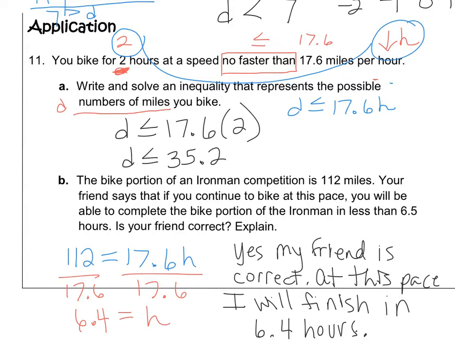Notice on this one, I did go ahead and set it up as an equation with an equal sign because I know that I'm biking at that pace for 112 miles. And when I divide it out, I get 6.4 hours, which is indeed less than the 6.5.